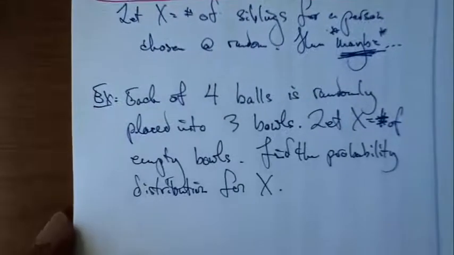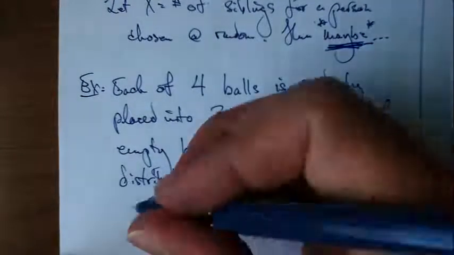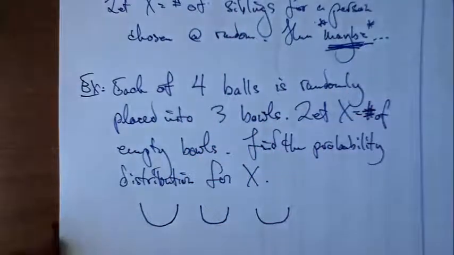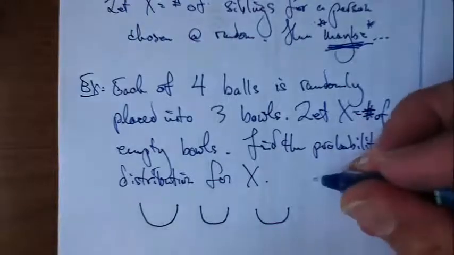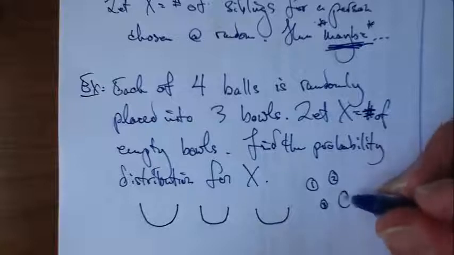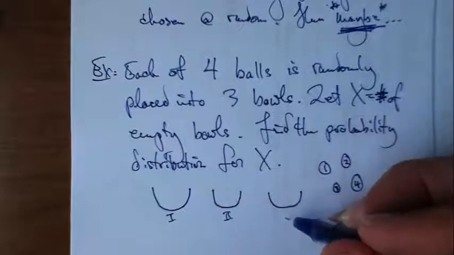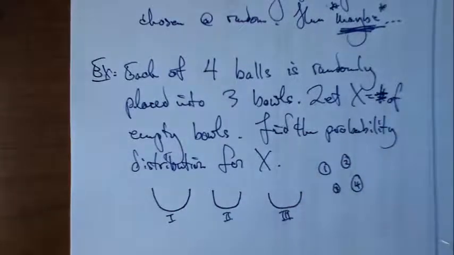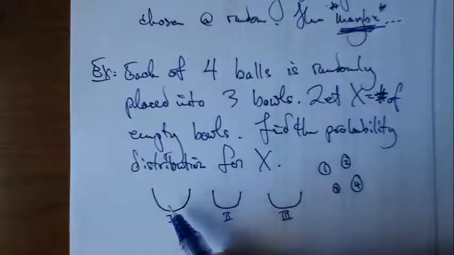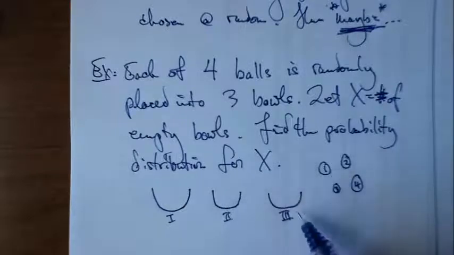All right. So let's do another example here. Each of 4 balls is randomly placed into 3 bowls. 1, 2, 3 bowls. 4 balls. We've got ball number 1, ball number 2, ball number 3, and ball number 4. There are 4 distinct balls placed in 3 distinct bowls, and they're dropped randomly in. So the chance that ball 1 winds up in this bowl is 1/3. The chance that ball 1 lands in this bowl is 1/3, and the chance that it lands here is 1/3.